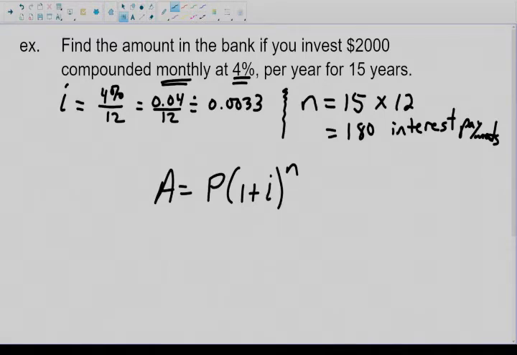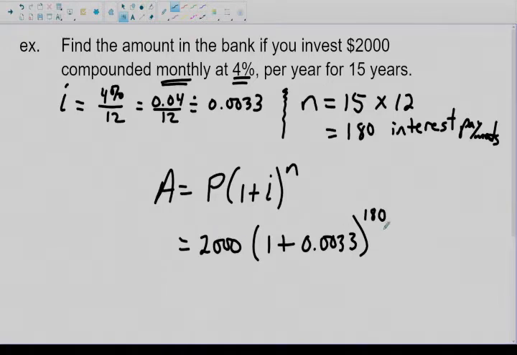Now we're ready to put everything into the formula. If you remember, A stands for final amount, which is what we're trying to calculate, the amount in the bank, and it is equal to the principal. The principal is $2,000 times 1 plus, sorry, not the interest rate, 1 plus i, little i, which is the interest per compounding period. That is our 0.0033, to the power of n, which is 180. Then you just type this into your calculator to find the answer.